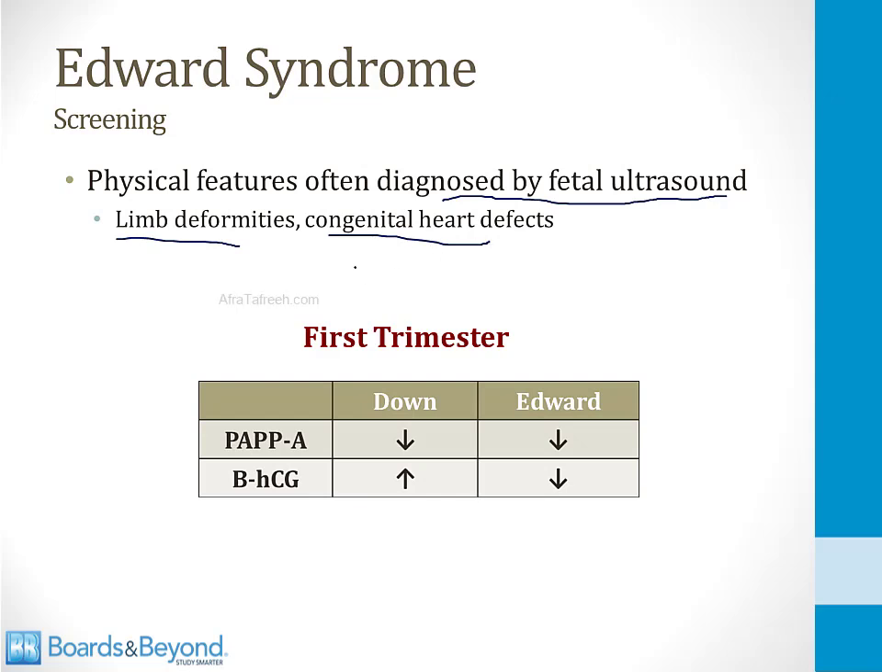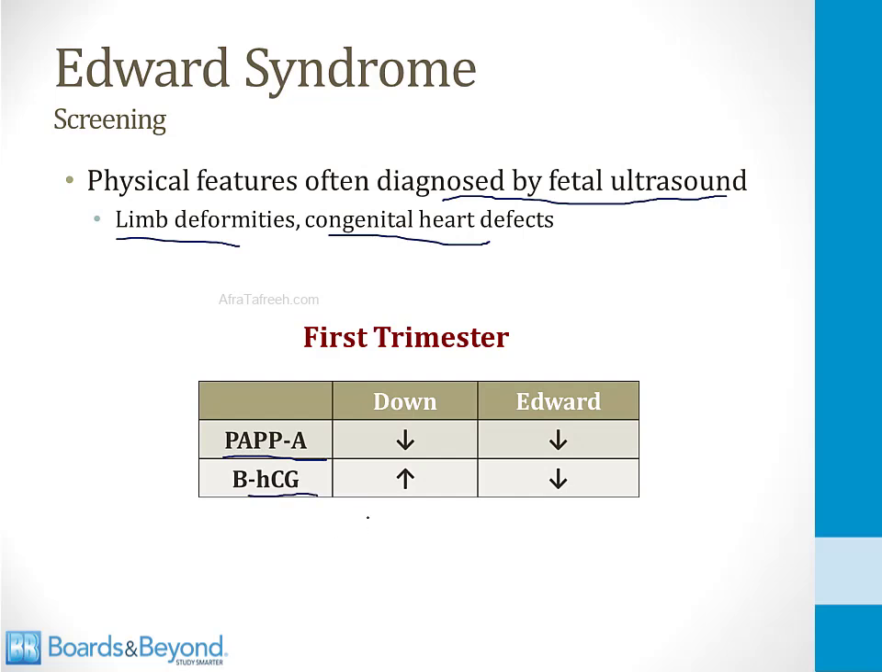I talk about this in more detail in the video on Down syndrome, but there are first trimester blood tests that can be done in the mother to determine the likelihood that the baby has Edwards syndrome. So the 2 blood tests used in the first trimester for Down and Edwards syndrome are PAPP-A and beta-HCG.